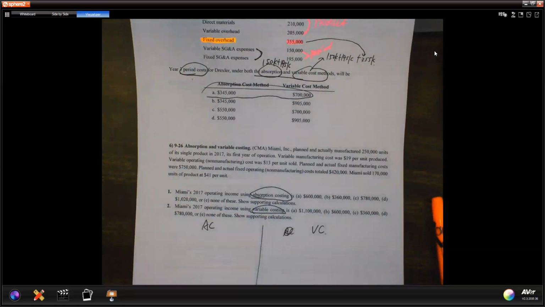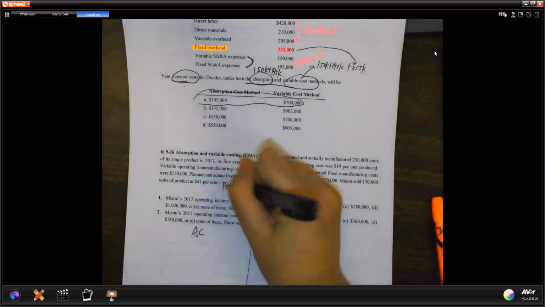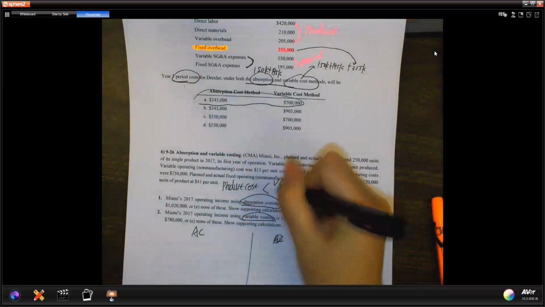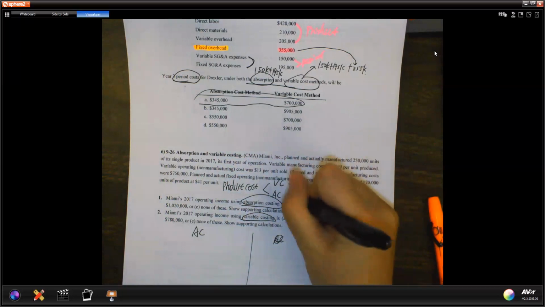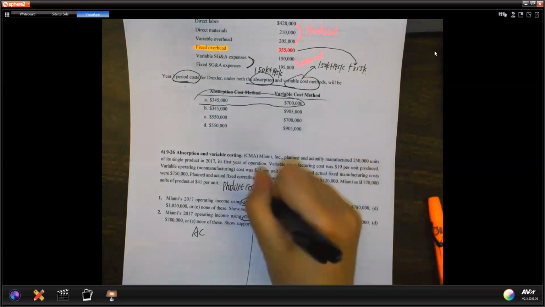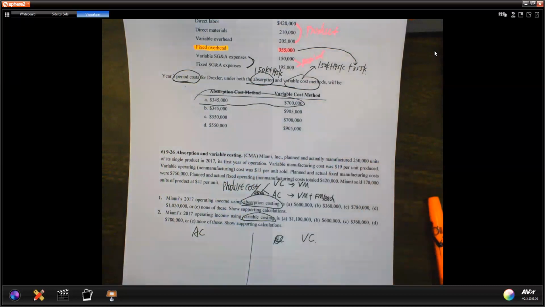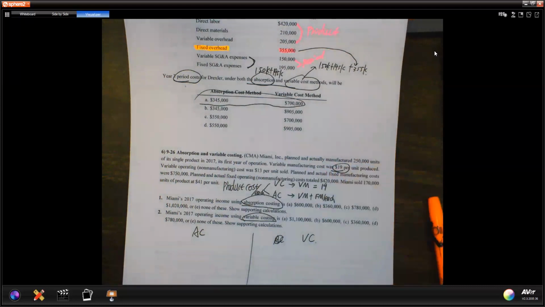The question didn't ask you what the product cost for each unit is, but I always suggest you do two steps. Always do that extra step. So for our product cost, under variable costing and under absorption costing: variable costing is always your variable manufacturing, while absorption is variable manufacturing plus your fixed manufacturing for each unit. The question said the variable manufacturing cost is $19 each. That's easy.